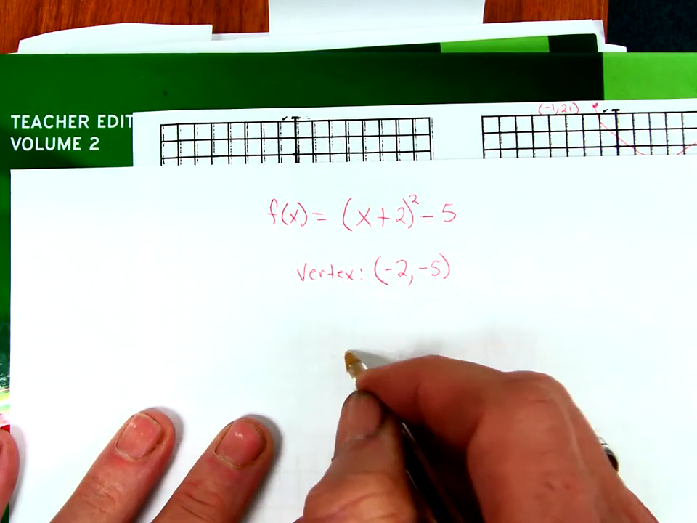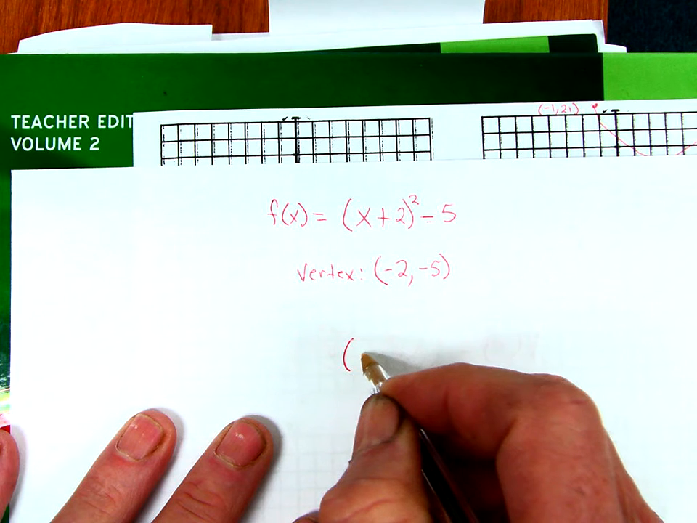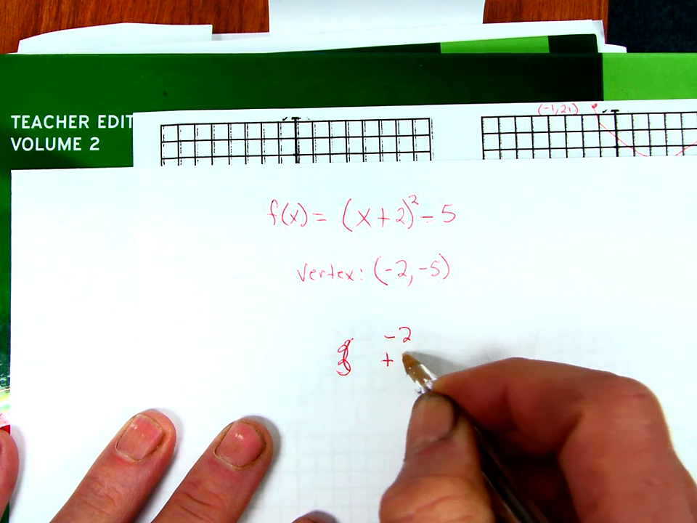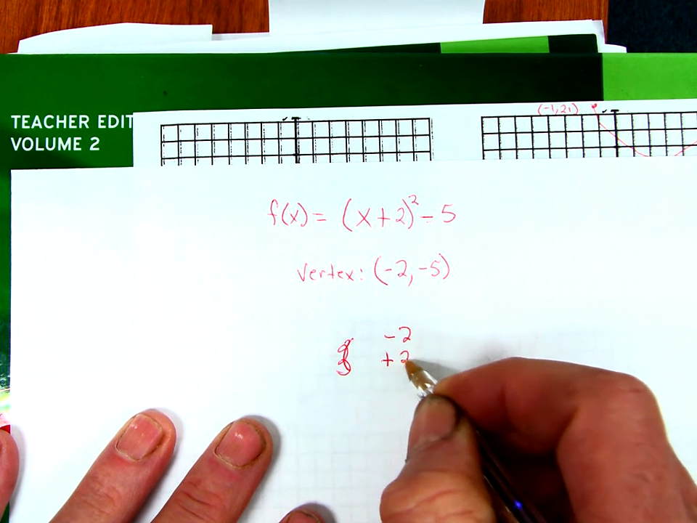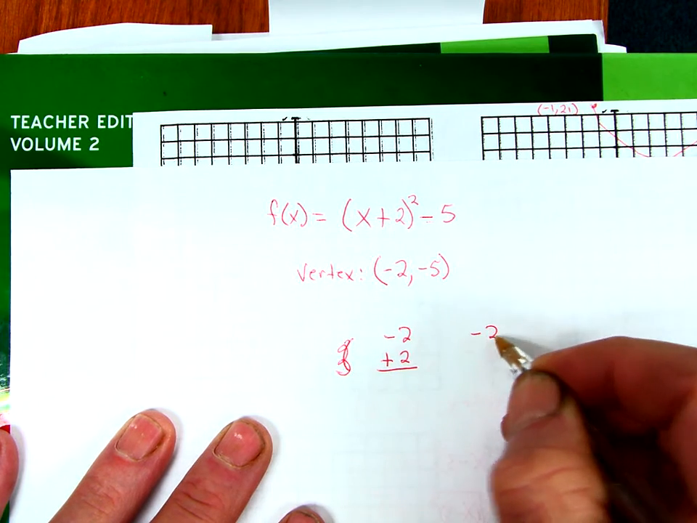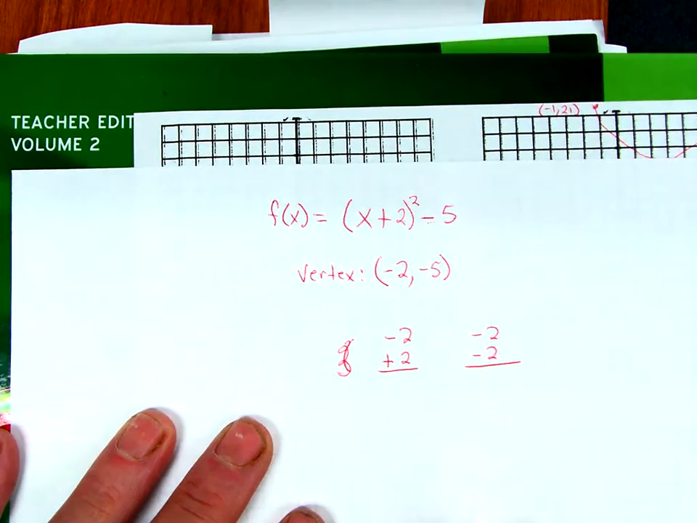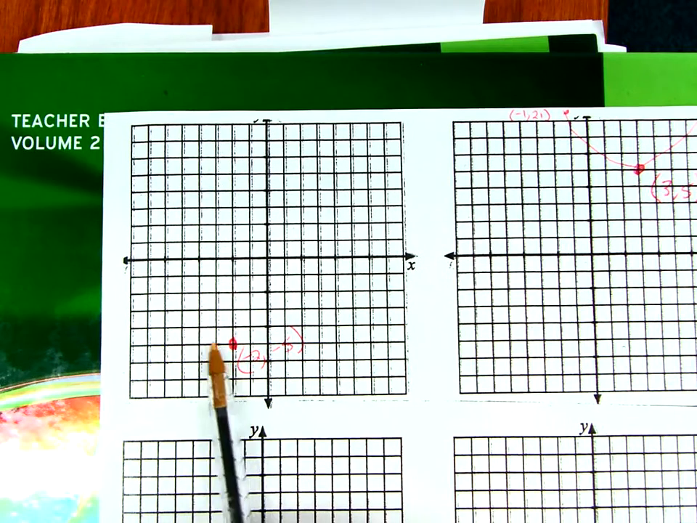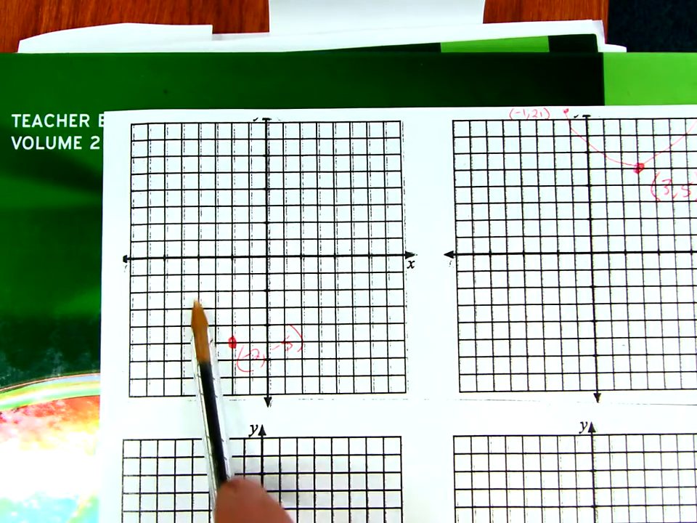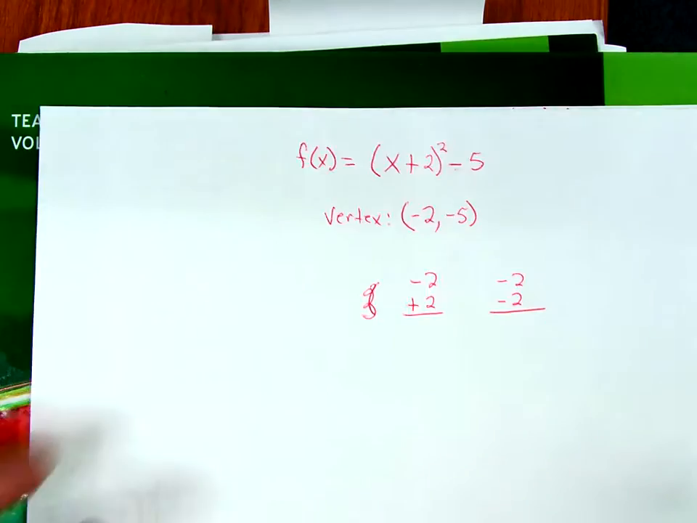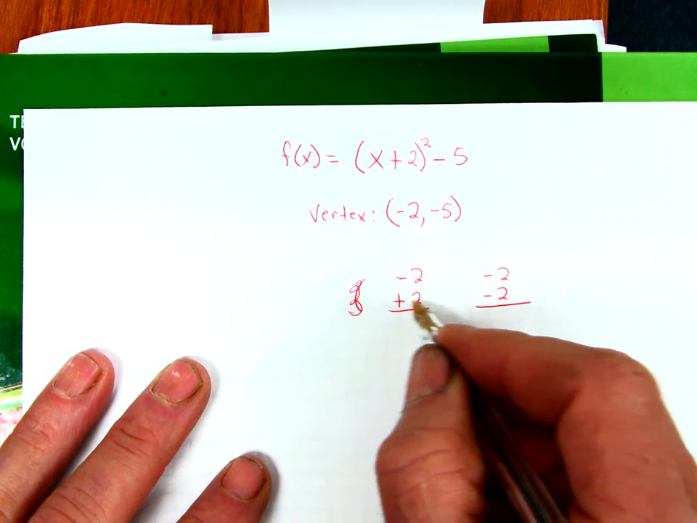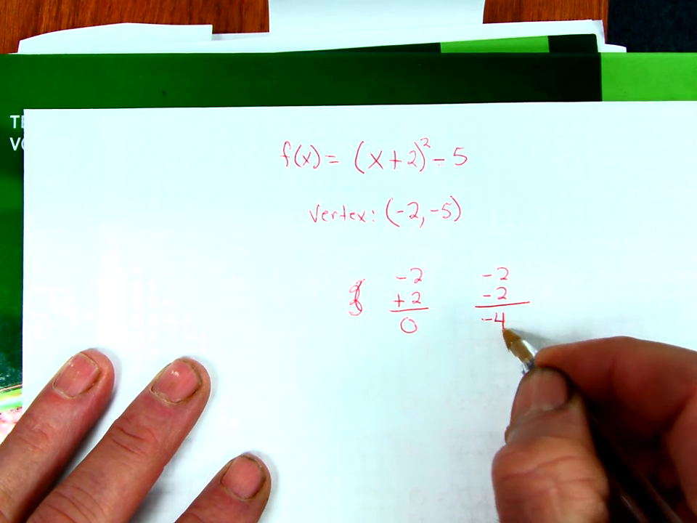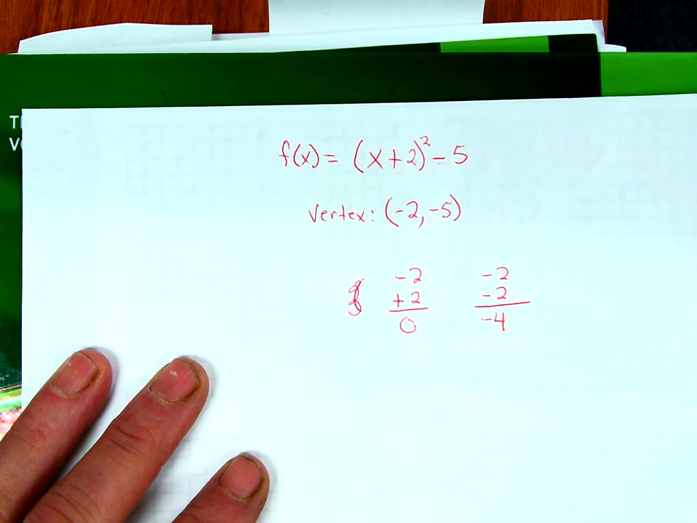Take -2. And I'm going to add just add 2. And then I'm going to take -2 and I'm going to subtract 2. So I'm moving 2 to the right, 2 to the left. I just need to see how far up I'm going to go with those. All right, -2 plus 2 equals 0. -2 minus 2 equals -4. There's my two new x values.